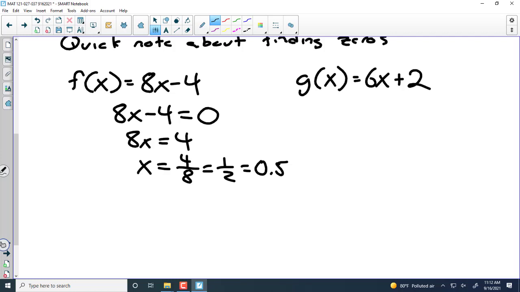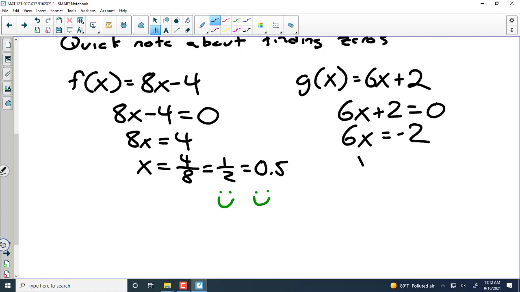So unless the math homework is freaking out on you and says you must enter a fraction or you must enter a decimal, it doesn't matter which one of those you put in. They probably won't let you get away though with 4/8 because that's not reduced. If you're doing this one over here, you do 6x plus 2 equals 0, 6x equals negative 2, x equals negative 2/6, which is negative 1/3.